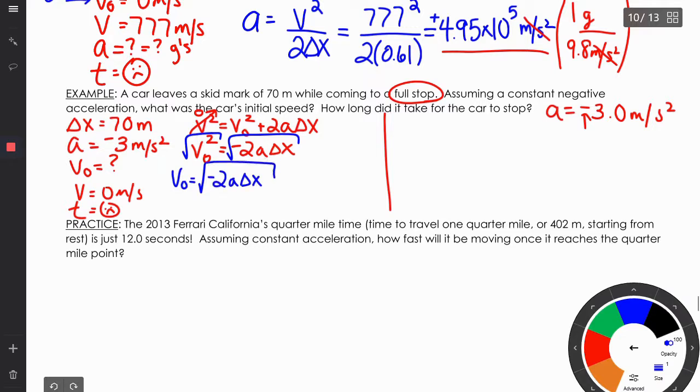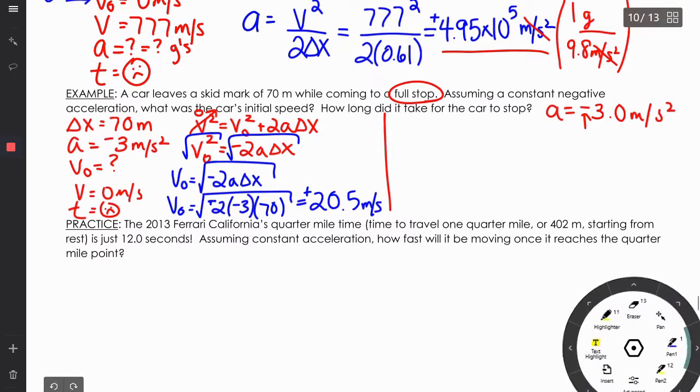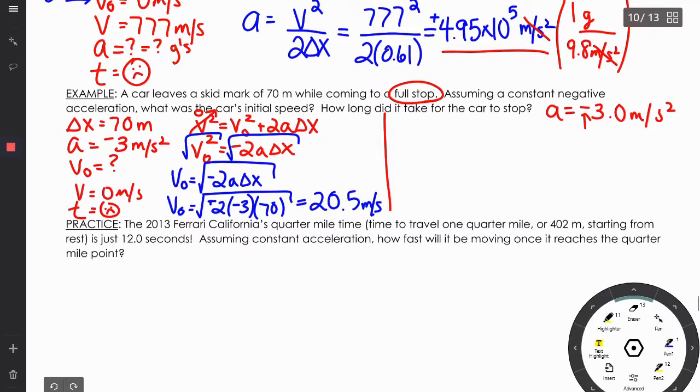Don't let that negative sign under the square root scare you, because remember, your acceleration is negative. So we're going to plug in the values: negative 2 times negative 3 times 70, and that'll give us the initial velocity. So the square root of 2 times 3 times 70 gives us an initial velocity of 20.5 meters per second. And since this is looking for speed, not velocity, we don't care about that plus sign.